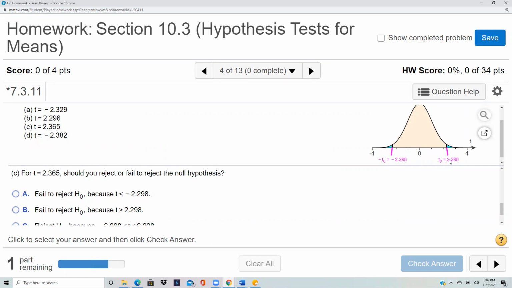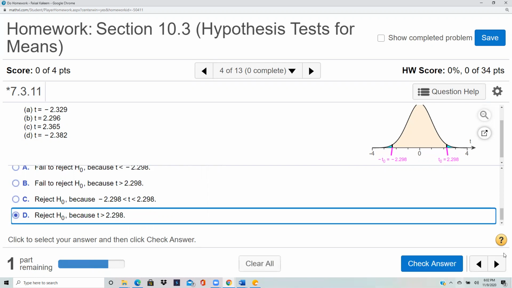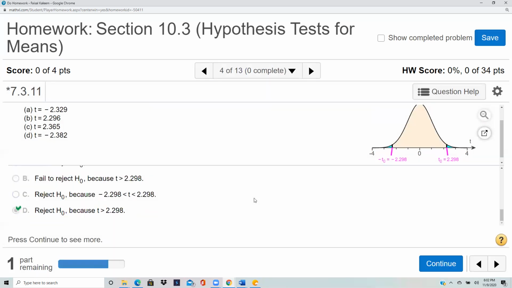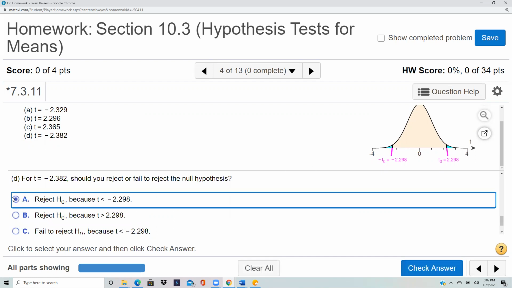2.36 is bigger than 2.298, so it will be in the rejection region, so you will reject, and the reason will be that it is bigger than 2.298. Negative 2.38 is more negative than negative 2.298, so it will be here. It will be in the rejection region. So reject because it's less than negative 2.298.